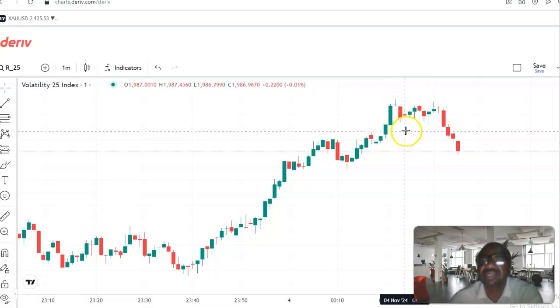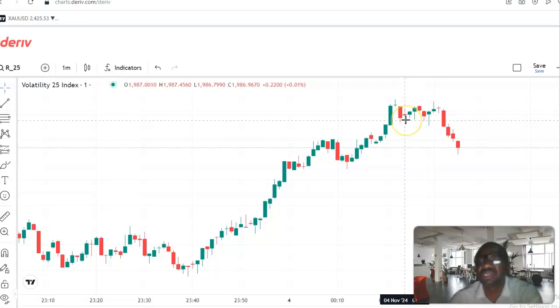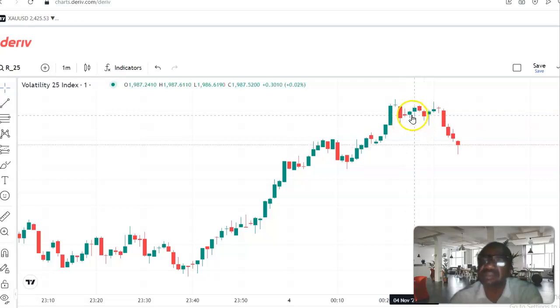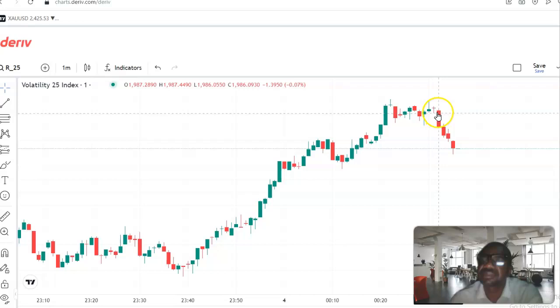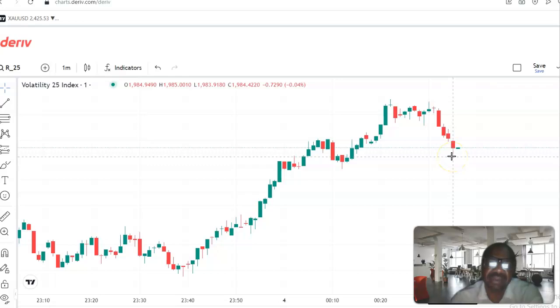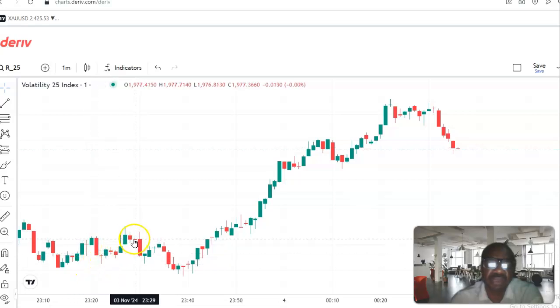Reversal is taking place. Now look at another doji here. So, consecutive doji bars. Look at another one here. This is a doji. So what happened? The bears now took it from the bulls, and price is now what? Coming down. Coming down.